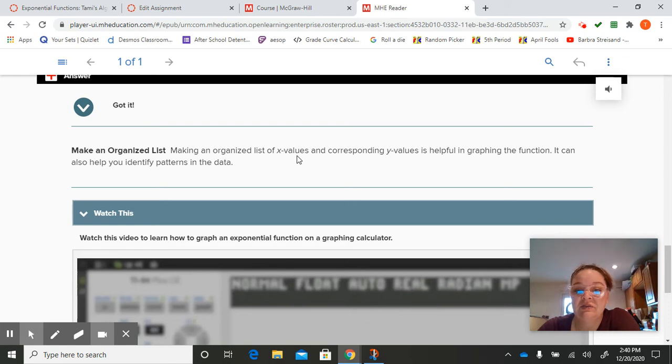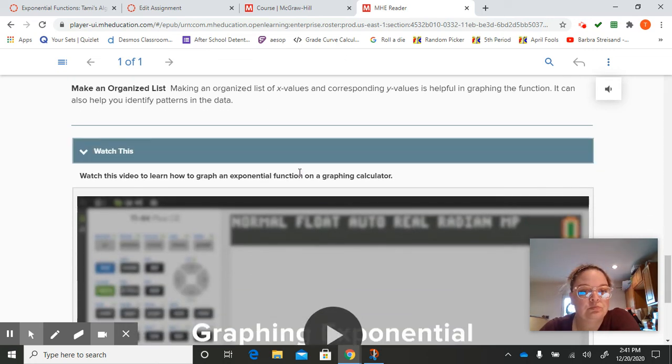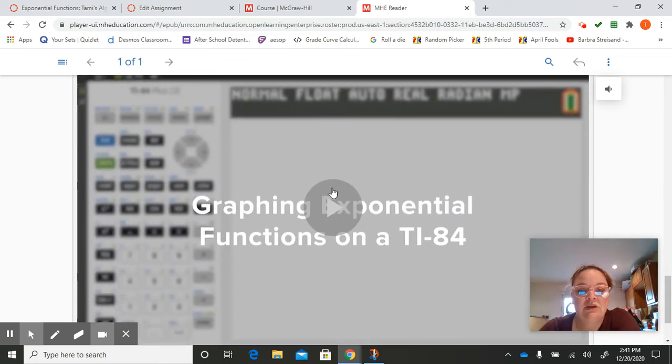Making an organized list of x values and corresponding y values is helpful in graphing the function. It can also help you identify patterns in the data. When you're doing exponential graphs, tables help. And here's a video of graphing exponential functions on a graphing calculator. Remember that on the common resources part of our Canvas page, there is an online graphing calculator that you can use. It'll be very similar to this. So let's take a look at this video.